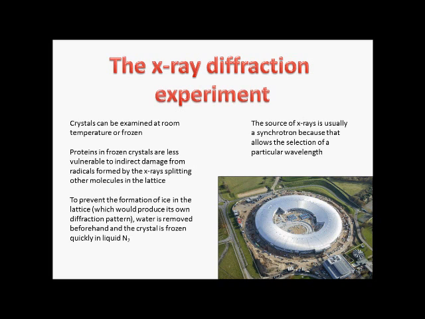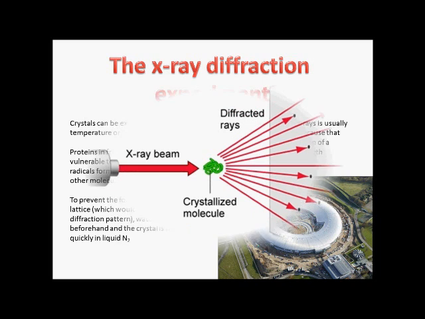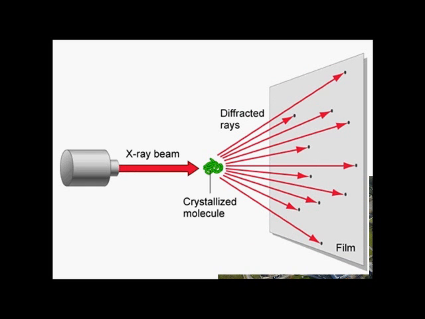To generate your X-rays, you'd normally use a synchrotron because this allows you to select a wavelength. And this is good because the wavelength you use is quite a big factor in determining the resolution you get. And wavelength is also useful later on in phase determination, which we'll get to.